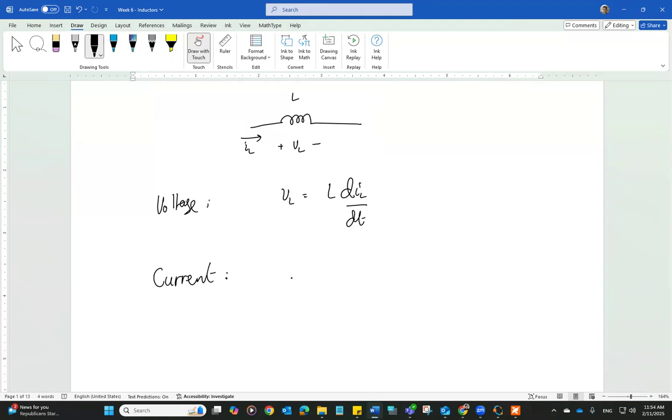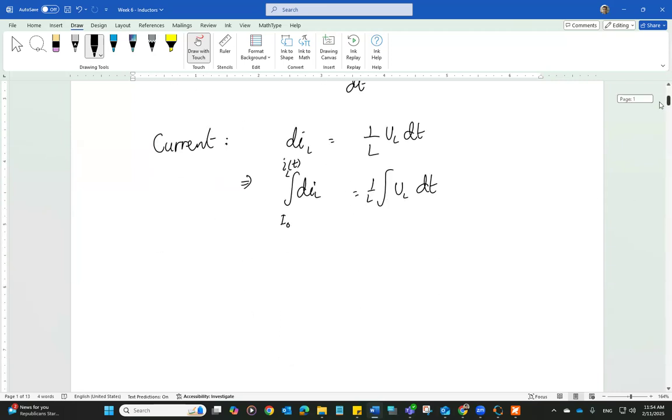So we can write this equation as dIL is equal to 1 over L VL times dt. And then we integrate both sides. Let's say the initial value of the inductor current is I naught, and at any time t, we have IL(t). And then we integrate that voltage with respect to time to get the current equation.